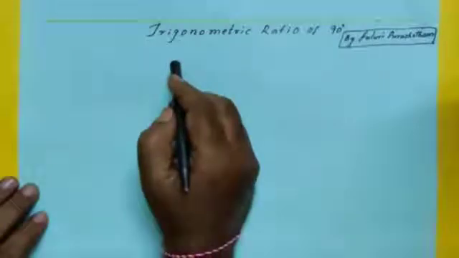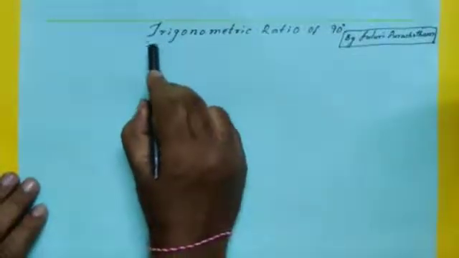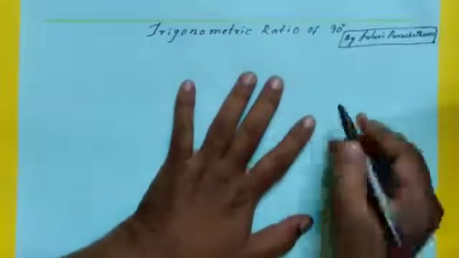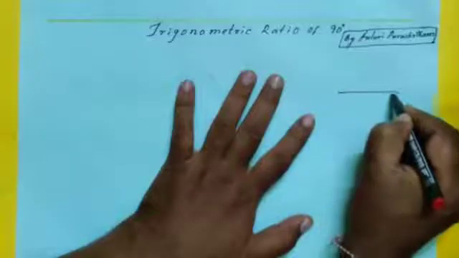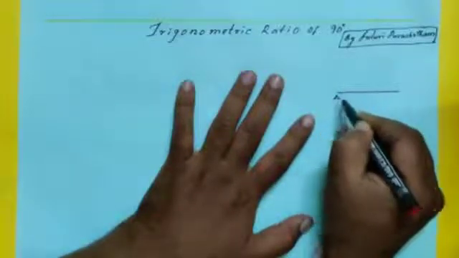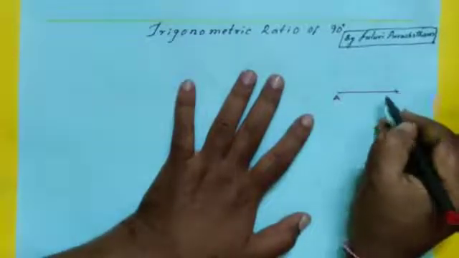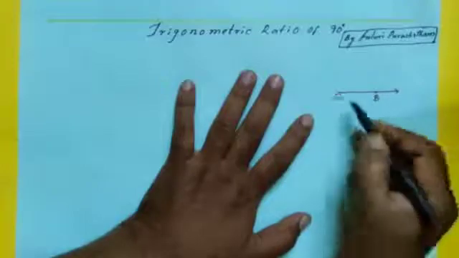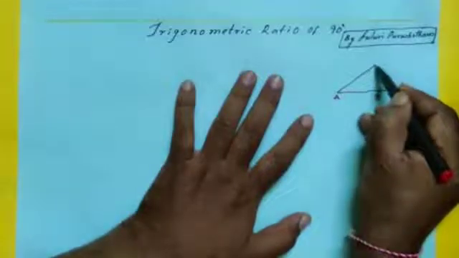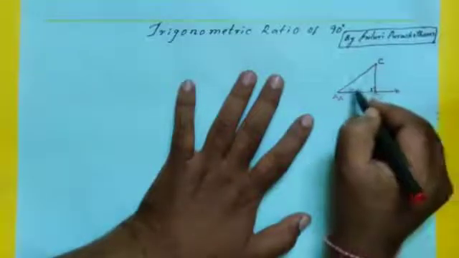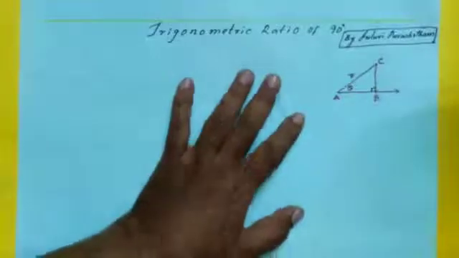Children, here in this session we are going to discuss the trigonometric ratios of 90 degrees. Suppose I am going to construct a triangle, for example, this is the ray A, B, and AC is the hypotenuse, here is the right angle. Okay, I am taking this triangle.